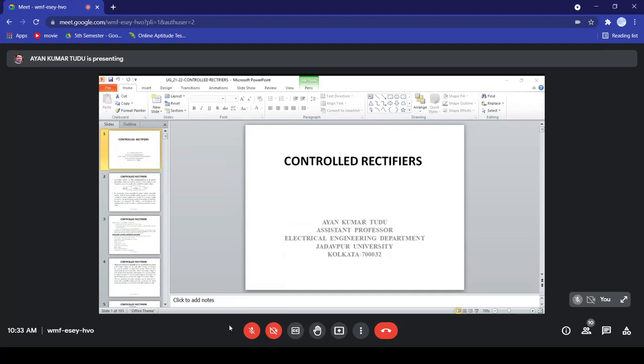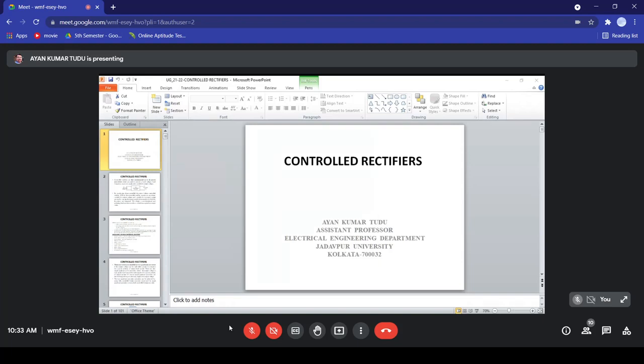So let's start our class. In our last class, we finished up to our three-phase diode rectifiers. So we have finished our uncontrolled portions. Diode rectifiers means we had talked about uncontrolled rectifiers. From this class, we'll be talking about our controlled rectifiers. Whenever we are talking about controlled rectifiers, the diodes will be replaced by our thyristors or our silicon controlled rectifiers.